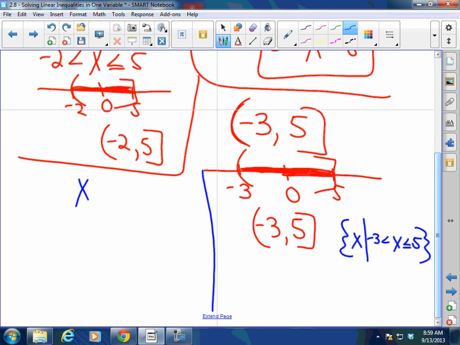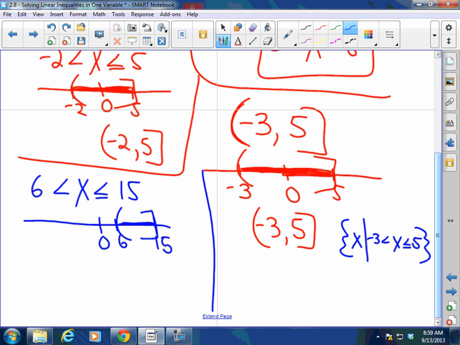What if I told you x was greater than 6, but less than or equal to, I don't know, 15? Graph it. Here's my 0, here's my 6, here's my 15. Remember, always read from the variable. X is greater than 6, parenthesis, and less than or equal to 15, bracket. It's everything in between. So I've got parenthesis 6, comma 15 with a bracket. Does that make sense, guys?